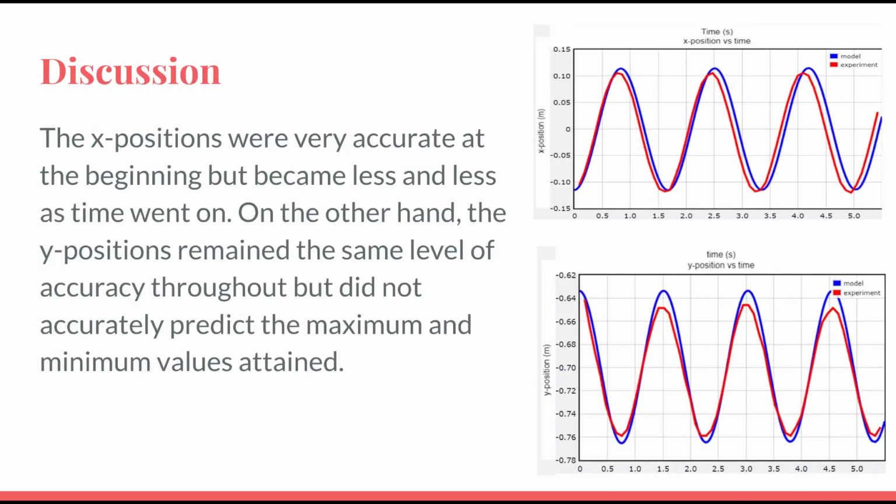To the right, we can see these two graphs of the x and y positions. The x positions were very accurate at the beginning, but became less and less accurate as time went on. On the other hand, the y positions remained the same level of accuracy throughout, but did not correctly predict the maximum and minimum values attained.